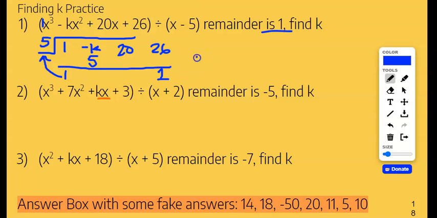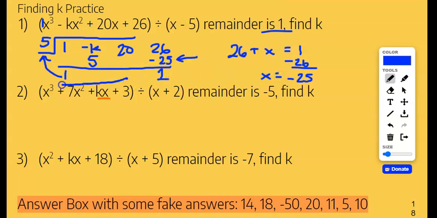Go to the other side. 26 and something will make 1. That was not too bad, negative 25. 26 and something makes 1. Just subtract 26 to get rid of the 26. So negative 25 again. And remember, this number would have multiplied 5 and made negative 25. It would have had to be negative 5 times 5 to make negative 25.